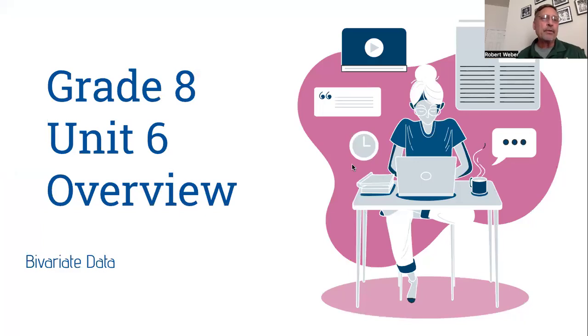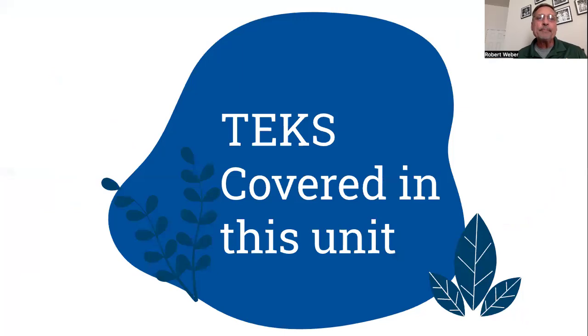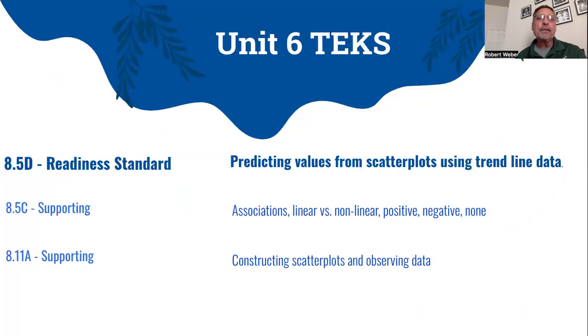Grade 8, Unit 6 overview on bivariate data. There are only three TEKs in this particular unit. It's a short unit: 8.5D, which is a readiness standard, predicting values from scatter plots using trendline data; 8.5C, a supporting TEK, associations: linear, nonlinear, positive, negative, and no relationship; and 8.11A, which is constructing scatter plots and observing data.